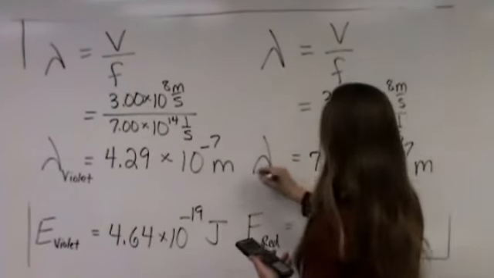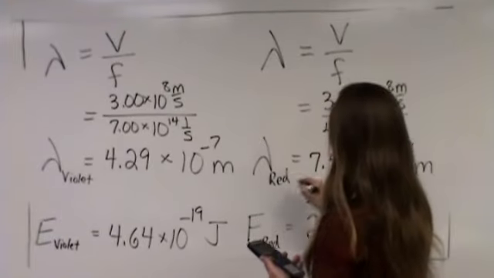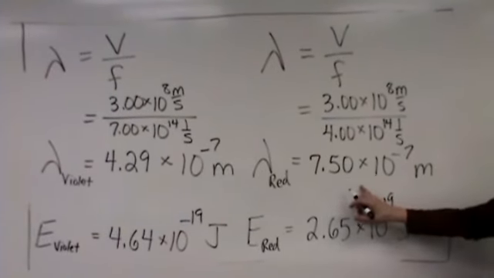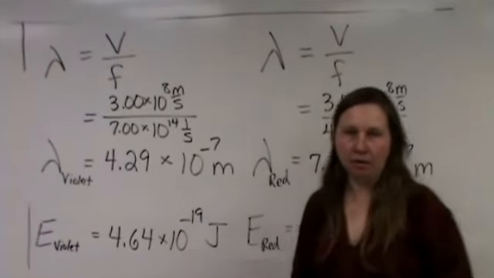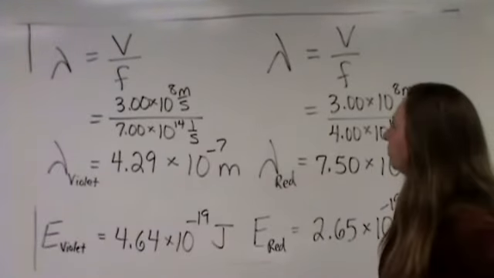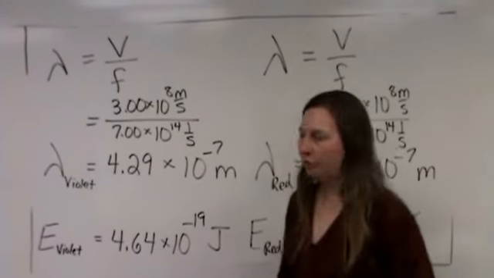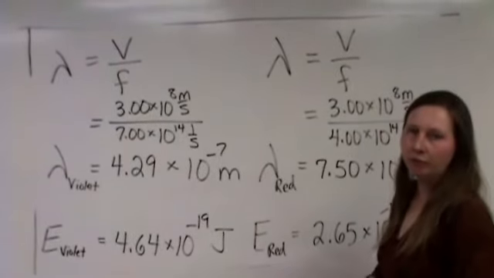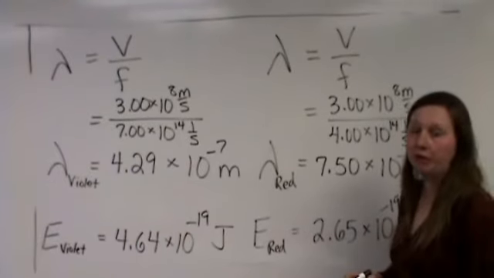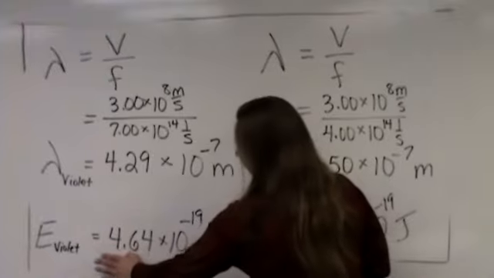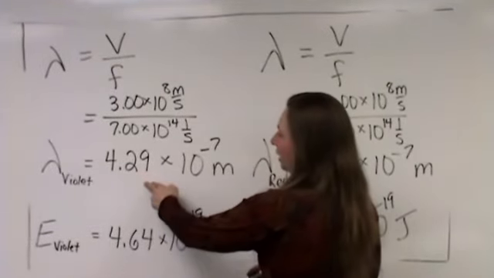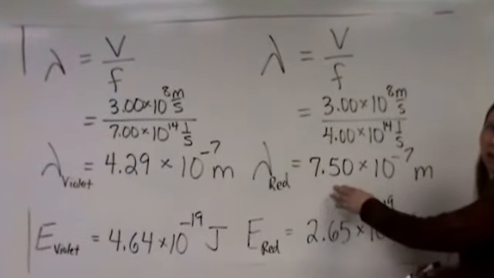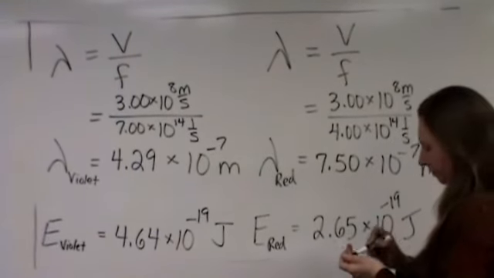Now, right away, you see that red light has a longer wavelength than violet light. But that makes sense, because there is an inverse relationship between energy and wavelength, just as there is a direct relationship between energy and frequency. So higher energy would be a smaller wavelength. Lower energy would be a larger wavelength.